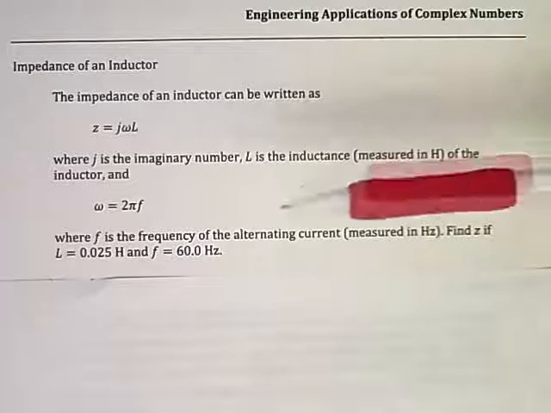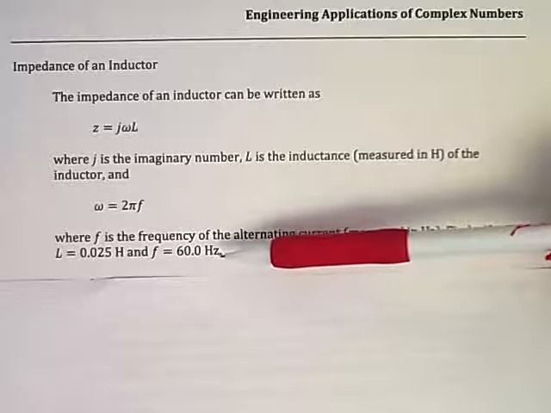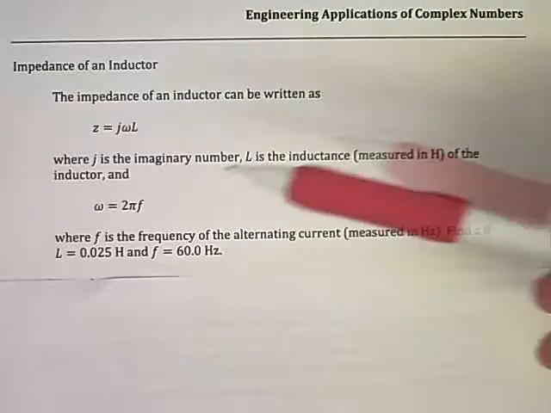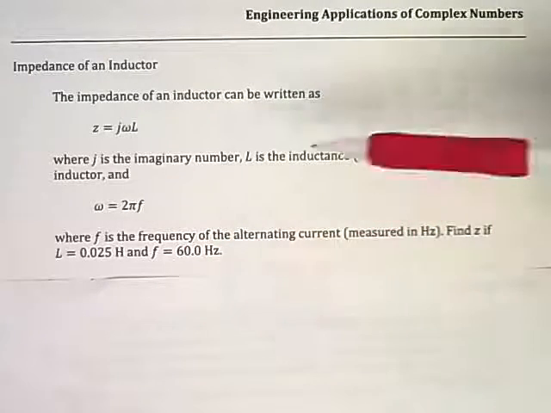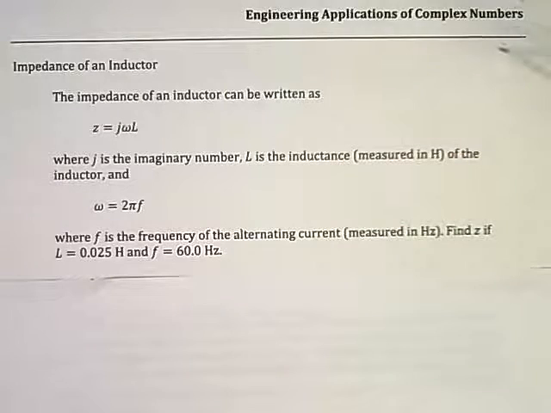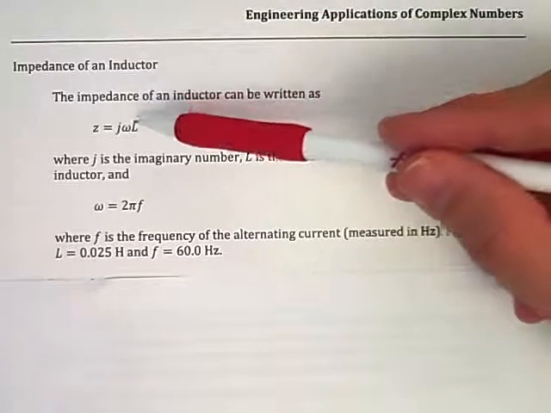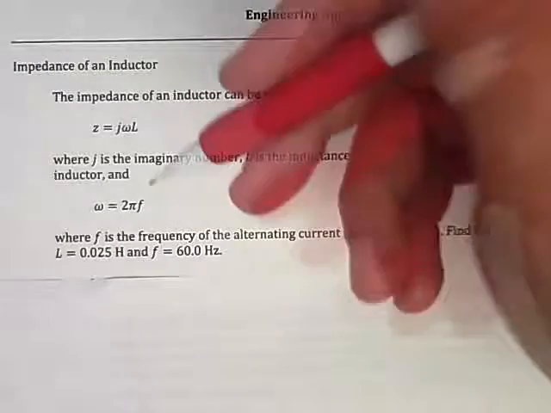If L equals 0.25 H and F equals 60 hertz, find Z. So this is very simple. What might be surprising to you is this impedance is saying that J is the imaginary number.